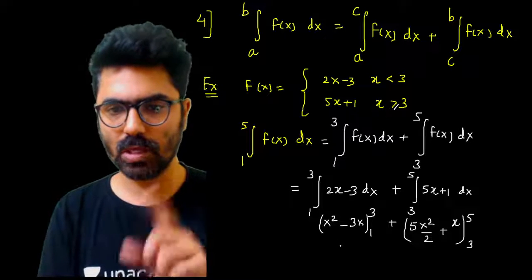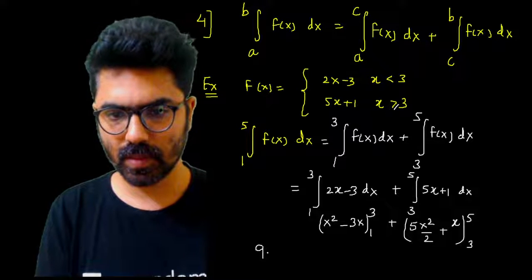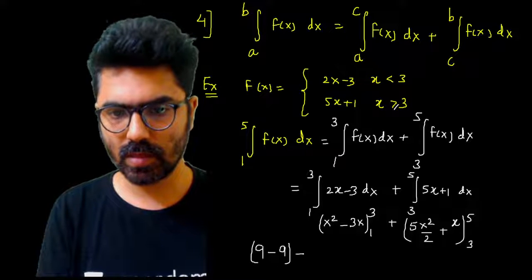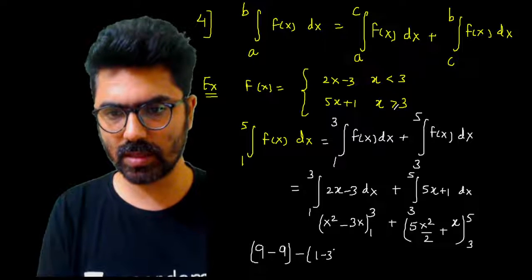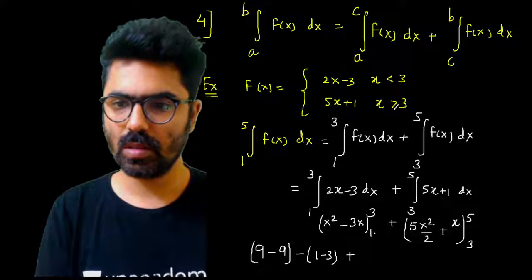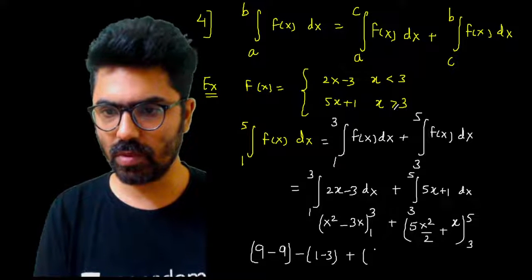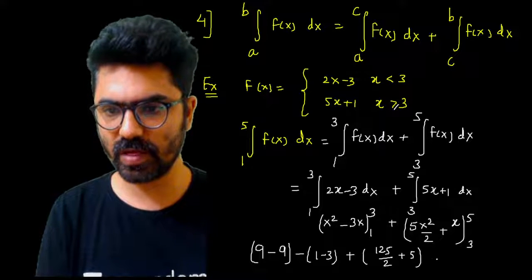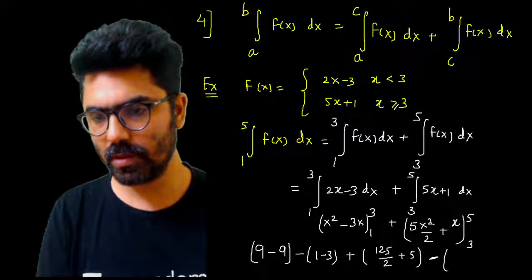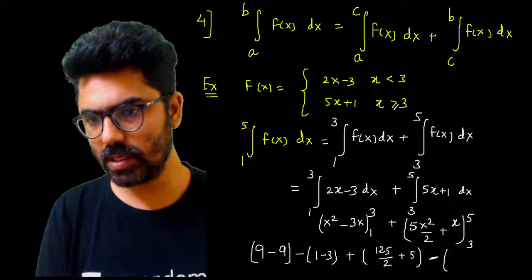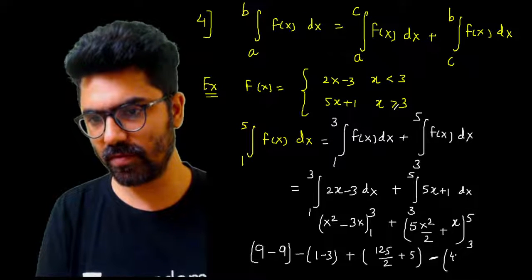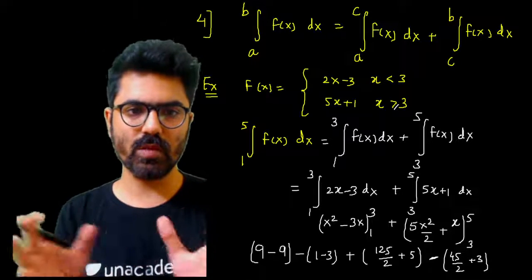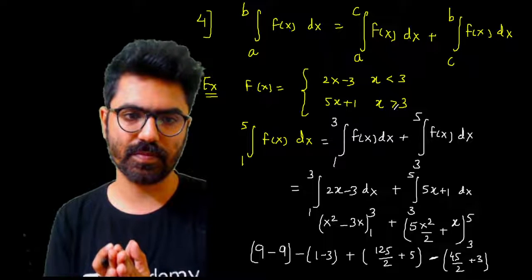So here you have to put the upper value, which is 9 minus 9, minus the lower limit, which is 1 minus 3, plus put the upper value here. So it will be 125 by 2 plus 5, minus put the lower limit 3. If you put here, then it is 5 into 9, 45 by 2 plus 3. So once you solve this value, you will get the final answer.